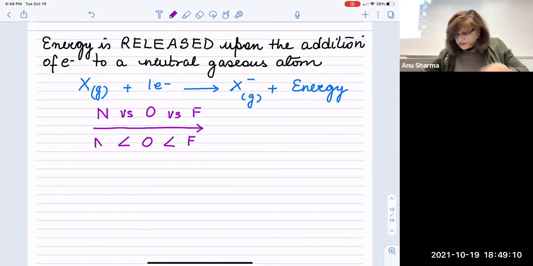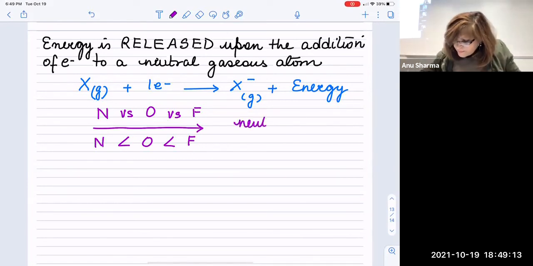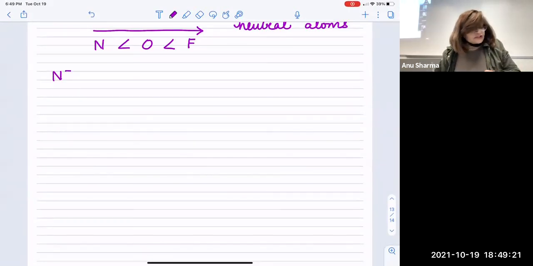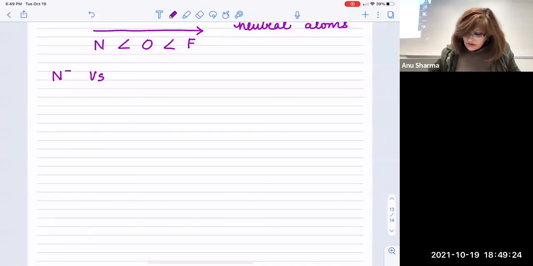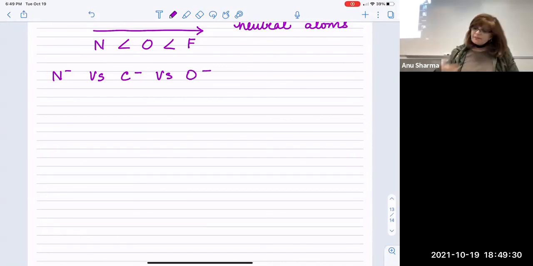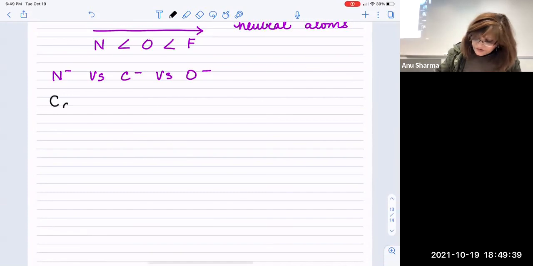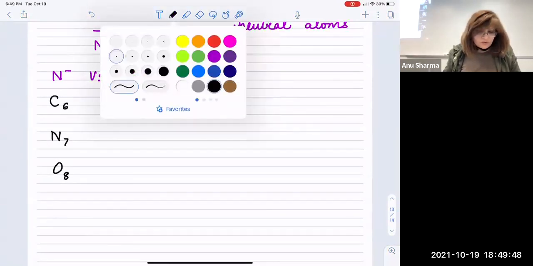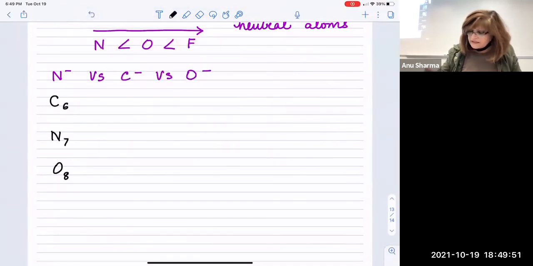Okay, versus the neutral atoms. But look at this: nitrogen with one negative charge. Very interesting here, guys. Versus carbon with one negative charge versus oxygen with one negative charge. What's happening here? Keep in mind that carbon is 6, nitrogen is 7, and oxygen is 8. Those are the protons. But when we talk about carbon with one negative charge, it means 7 electrons.